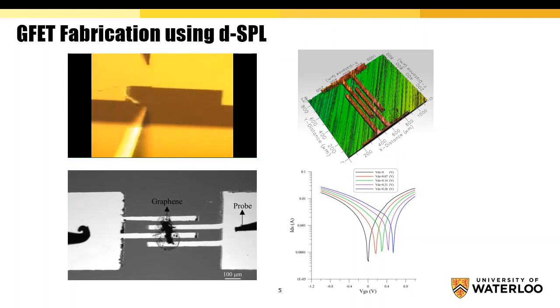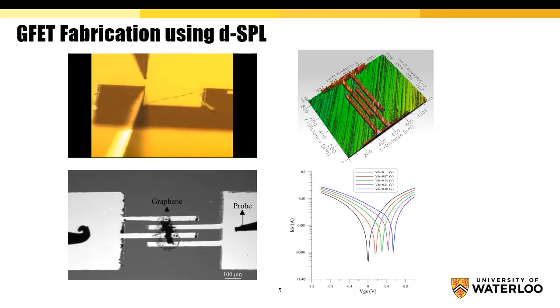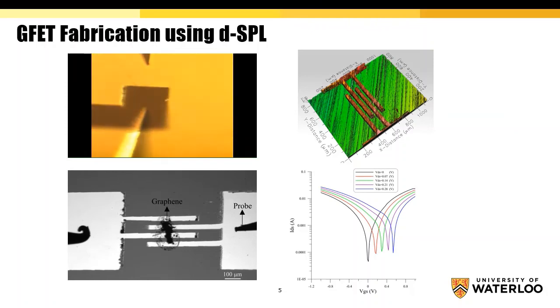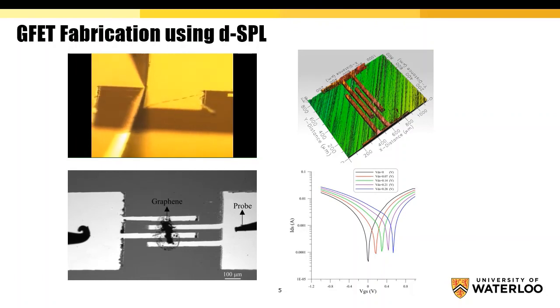We used our d-SPL method for fabrication of back-gated graphene field effect transistors. We recorded a video demonstrating fabrication of the source and drain electrodes as well as their pads. As can be seen in the video, the scriber tip removes the nano thin silver layer deposited on the silicon dioxide. You can also see an optical profiler image of the fabricated electrodes in the figure at top right.